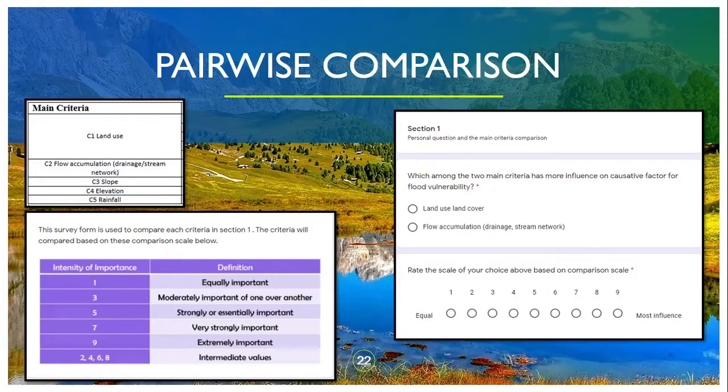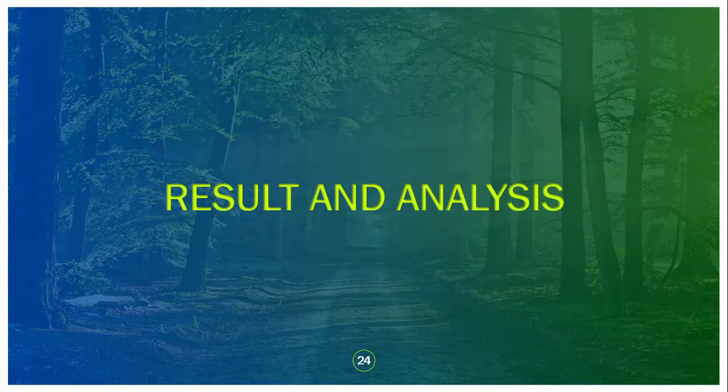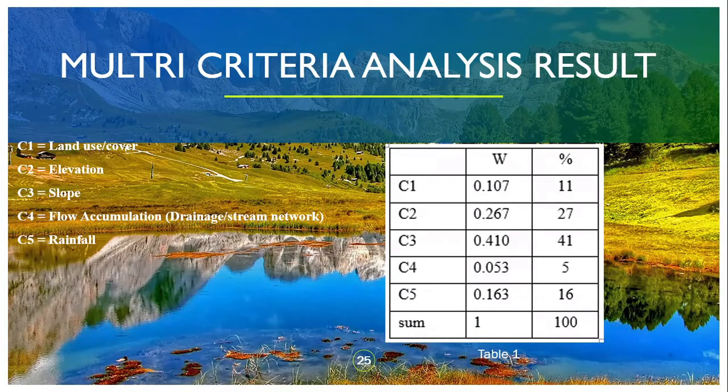And on the right, the image is the question in the questionnaire, a sample of the question. A pairwise comparison, this is the result. For the result and analysis, multi-criteria analysis result.